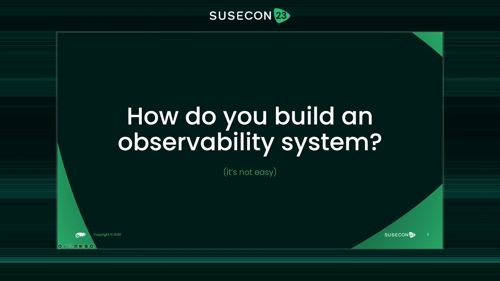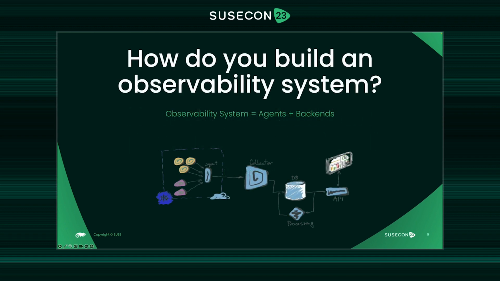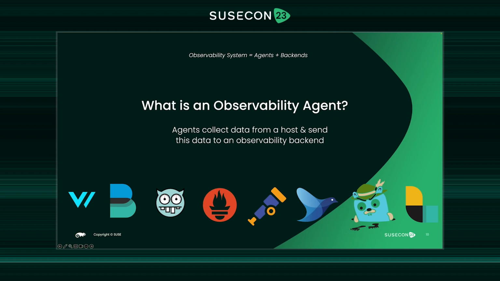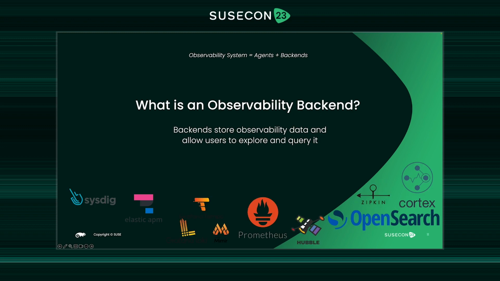So we've talked about what the current state of Rancher observability is and where it can improve. So let's now talk about how you build your own observability system. Observability systems are composed of agents and backends. An observability agent collects data from a host and sends this data to an observability backend. An observability backend stores observability data and allows users to explore and query it.